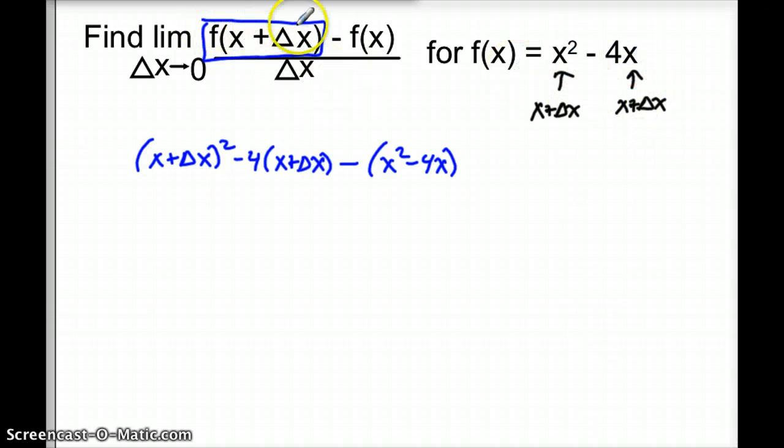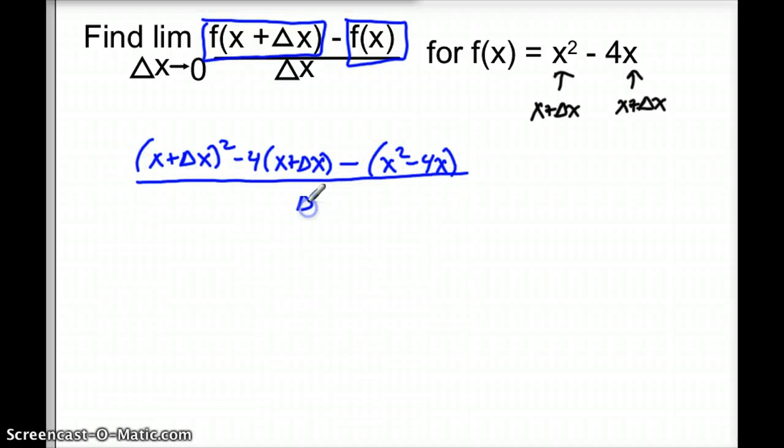So that gives us this first part, this f of x plus delta x part. And then minus f of x, that's this part here. So remember to put parentheses around it. You'll always have this negative sign here that you have to remember to distribute. And then that's all divided by delta x.